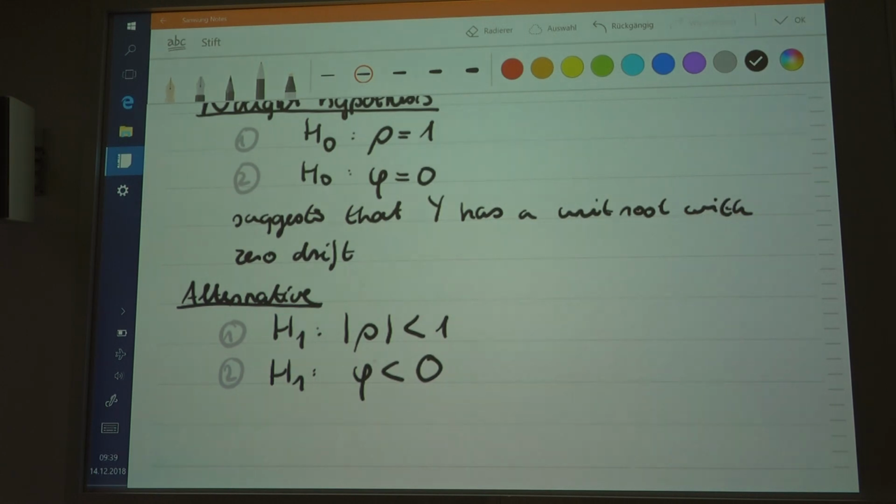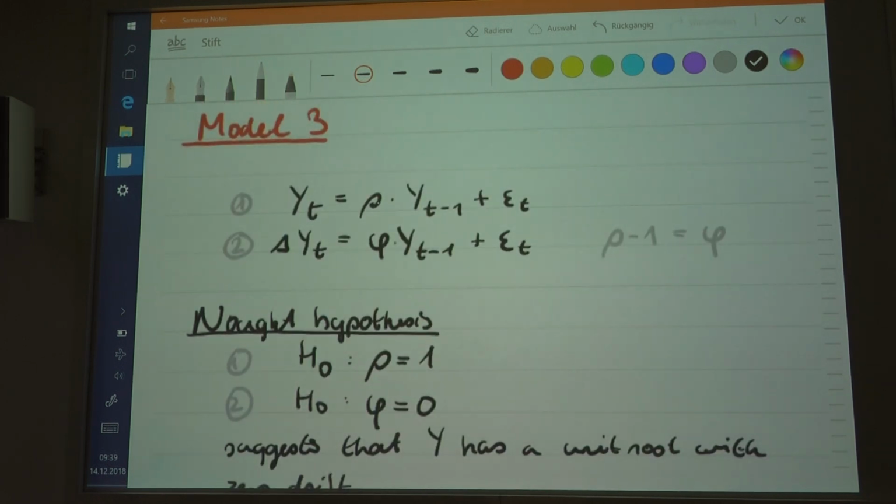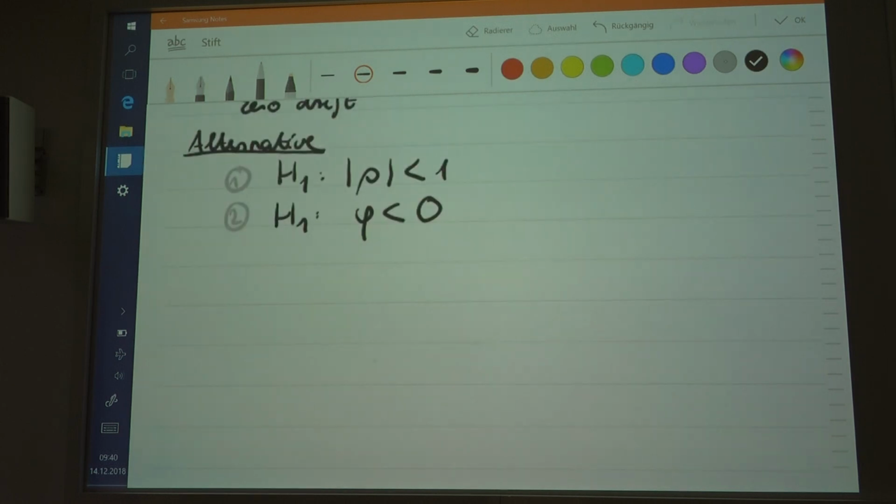Now, in this case, if rho is less than 1, remember this from this representation, then the process is stationary, and the mean of the process was equal to the constant divided by 1 minus a. Let me just add this. If yt was an autoregressive process, with a constant plus a times yt minus 1 plus the noise, and the process is stationary, then the expectation of the process was equal to the constant over 1 minus a.